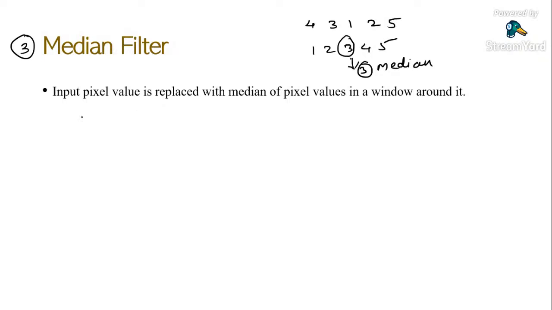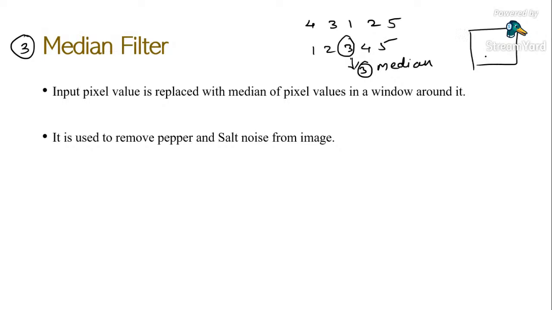So in the case of image processing, you have to replace the pixel value by calculating the median of the pixels around the particular pixel. So how? I will show you. Now the median filter is used to remove pepper and salt noise from the image. Now what do you mean by pepper and salt noise? Pepper and salt noise means white and black dots in the image. So how? I will show you.